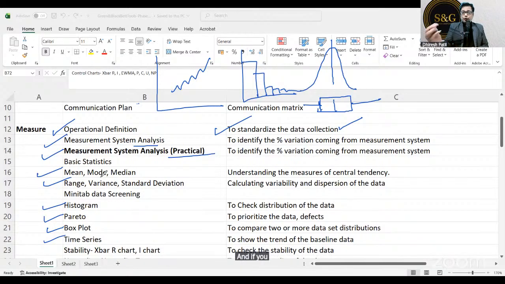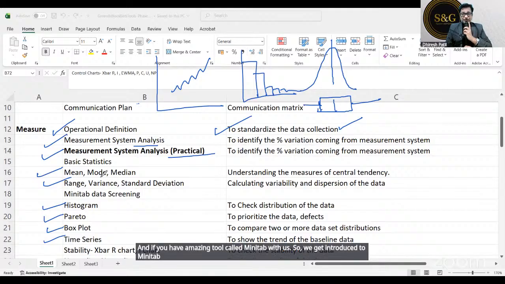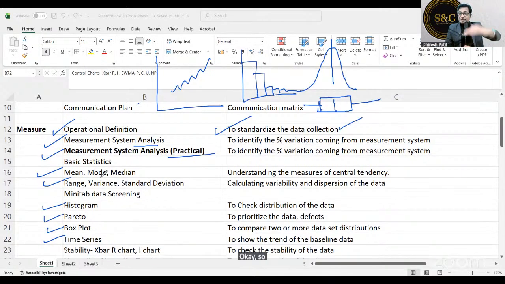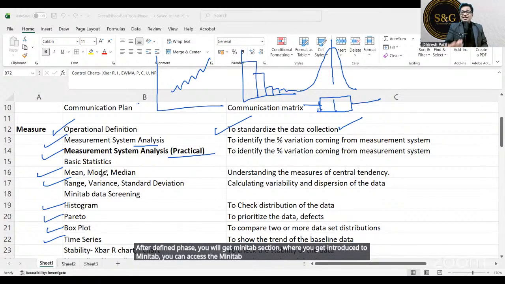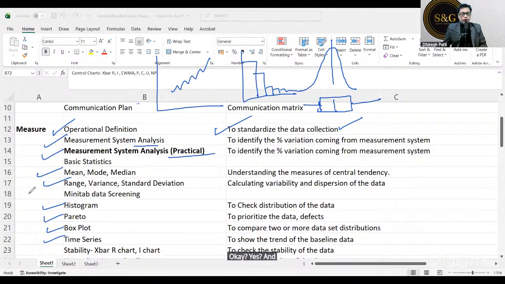And we have an amazing tool called Minitab with us. So we get introduced to Minitab in the measure phase first. In the sequence, you will see after the define phase, you get a Minitab section where you get introduced to Minitab. You can access Minitab and start using it. As we go along, everybody with me till now, just give me a quick yes in the chat box.